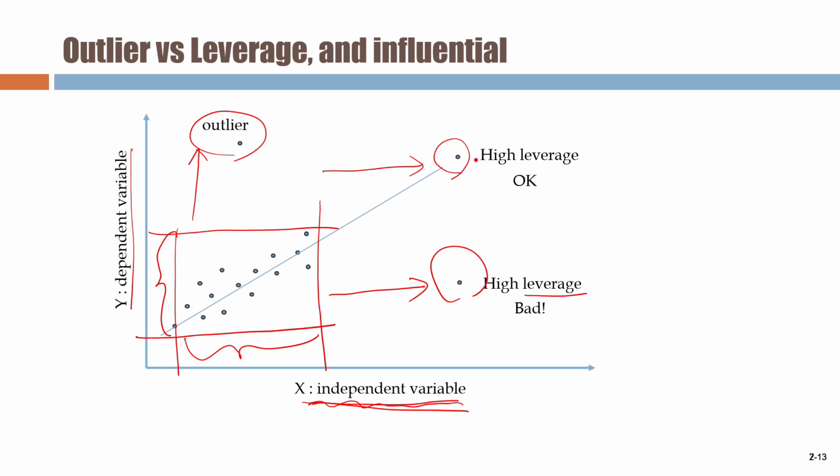But actually, this is a high leverage point and also an outlier. But this is okay because, as I told you, even though you included this data point, my regression doesn't change that much. But these 2 points, if you add these 2 points, your regression curve will change significantly.